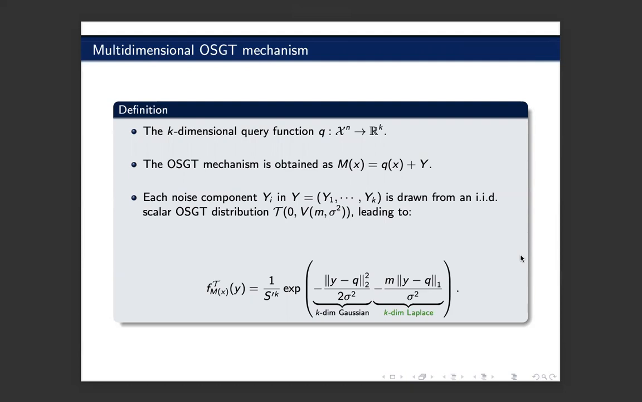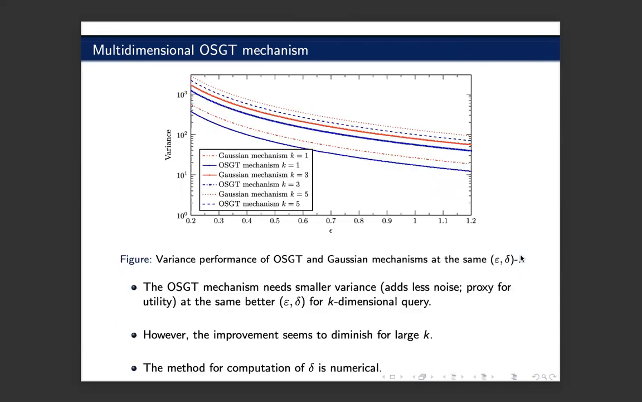So without going into the details, this can be easily extended to k-dimensional queries. You are not only asking about one particular count; you have multiple queries that you want to ask from the database. The same idea applies: you are essentially modulating a k-dimensional Gaussian with a k-dimensional Laplace. It will be pointy in the center, a combination of L1 and L2 norm in the exponent. So again, you can see the variance for achieving the same delta.